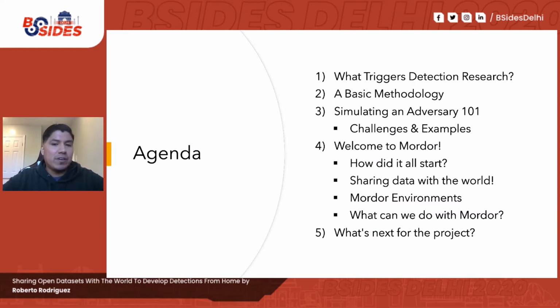The agenda for today is going to be talking about the basic process of research and how that translates into the need for data. Then I'll talk a little bit about the things you can do in order to generate the data. At the same time, I'll go over how this project started and what the different things are that you can do with it, all the way to a couple of things you can do in the future with some of the things that are in the roadmap.